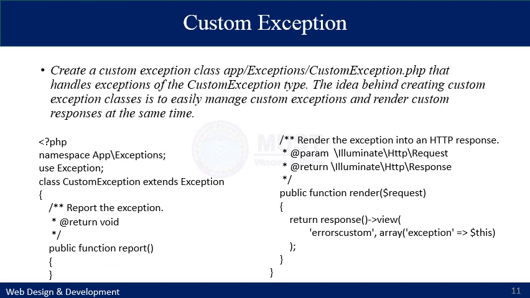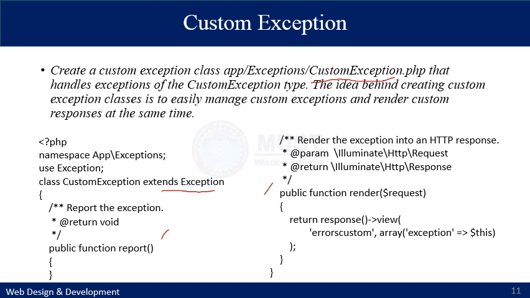The final way is to create your custom exceptions, if none of the predefined exceptions is handled by the Laravel exception. Create a custom exception in the app/Exceptions/CustomException.php file that handles exceptions for the custom exception type. The idea behind creating a custom exception class is to easily manage custom exceptions and render custom responses at the same time. As in the previous case, you have the same class, it extends the Exception class, and it has two methods, report and render.